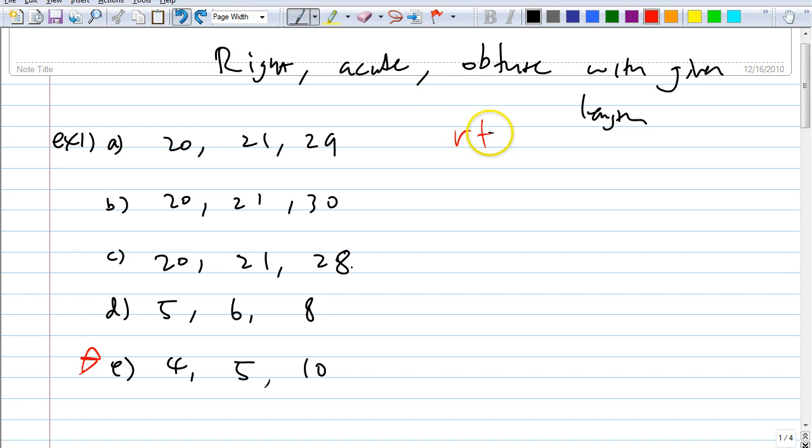Okay, for B, I told you, if you did A, you don't need to do B and C, because look, B and C have 20, 21 again. Now it's 30. When it was 29, it was a right triangle. What do you think if that longest side is 30? Amy, what kind of triangle do you think you would get? Obtuse. Yeah, this is an obtuse. Does that make sense?